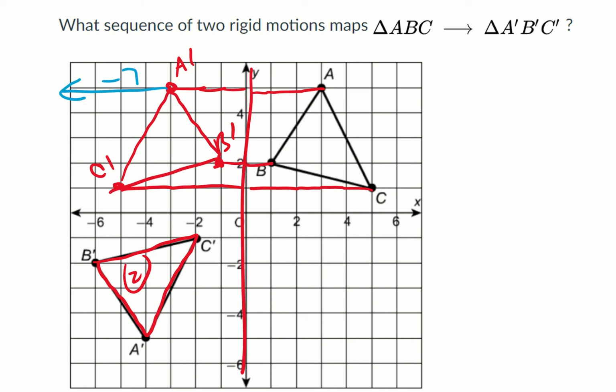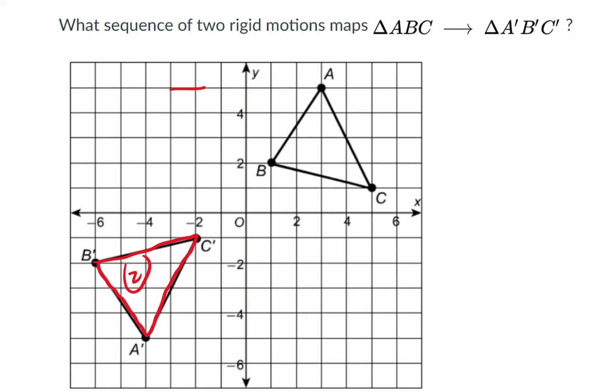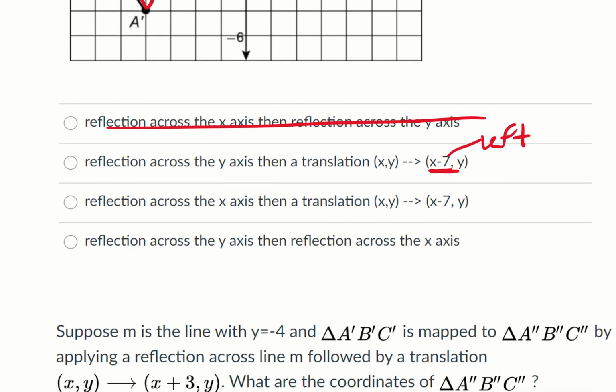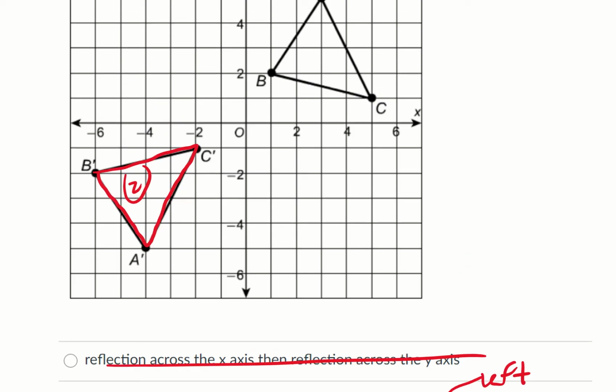So if I move that to the left, I do not get this bottom triangle. So I'm going to stop there and say, no, that does not make sense. It will not work out. It's not that one. All right, so now let's look at the next one. Reflection across the x and then a translation to the left. Let's see if that works. Reflection across the x.